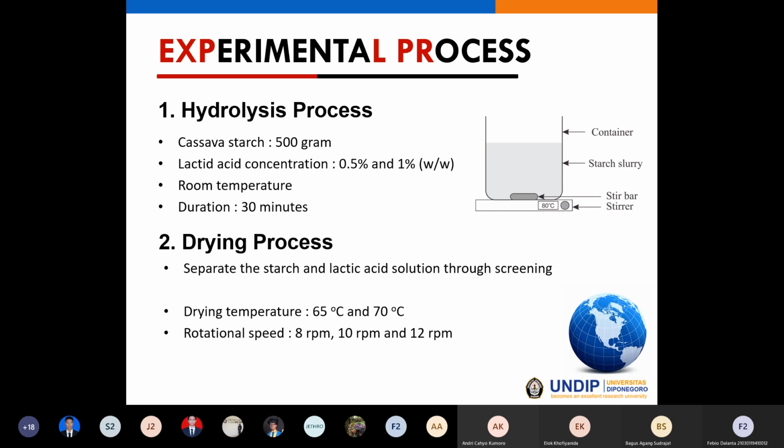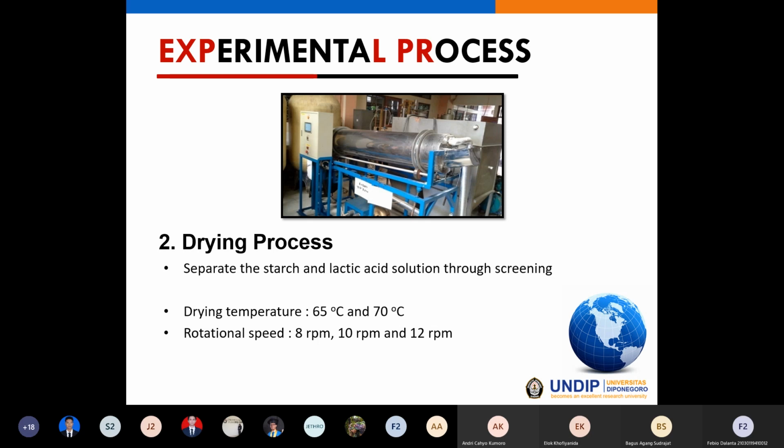In the drying process, the drying temperature is 65 degrees Celsius and 75 degrees Celsius, with varying rotational speeds. This is the picture of the rotary UV dryer that I used.